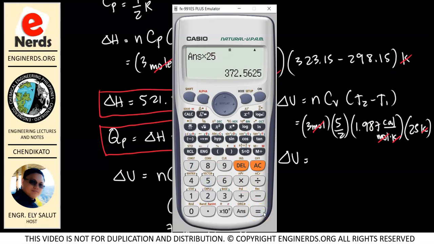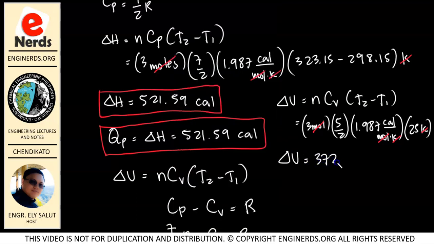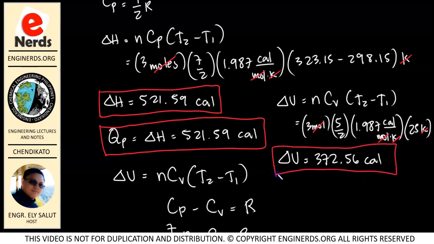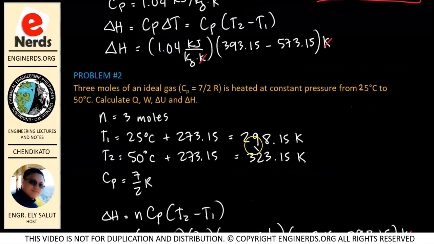Okay, so we have 372.56 calories. So we already got the value of delta U. Now, the remaining requirement is the W. Now, we need to determine the value of W.